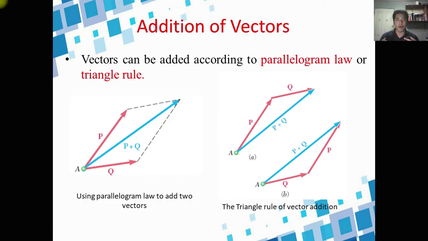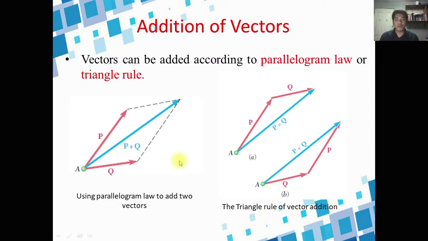Addition of vectors. Vectors can be added according to the parallelogram law or the triangle rule. As we can see here, if we have a particle A acted upon by a vector P in this direction and vector Q in this direction, we can get the sum of these two vectors if we project vector Q onto this and project vector P onto this, and draw a line from particle A up to the point where these two vectors meet. That is the parallelogram law, thus forming a parallelogram.